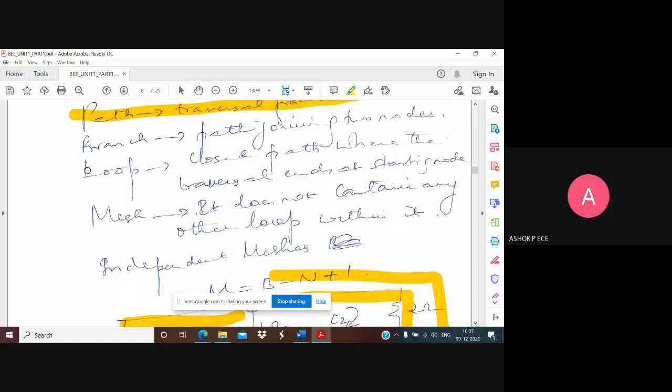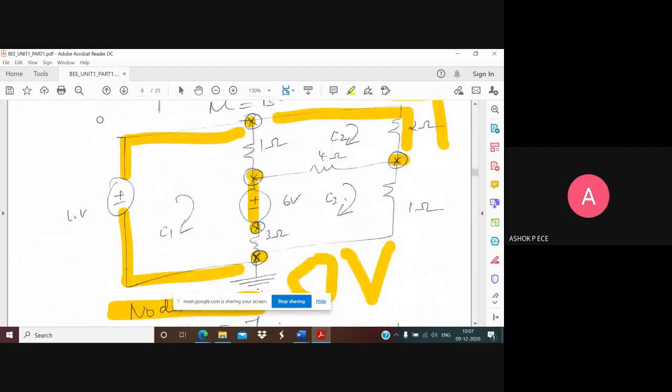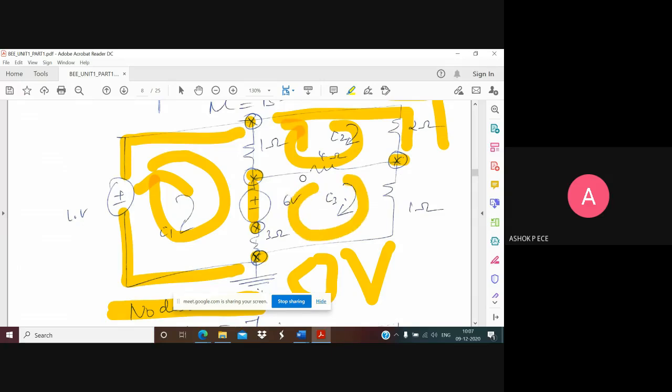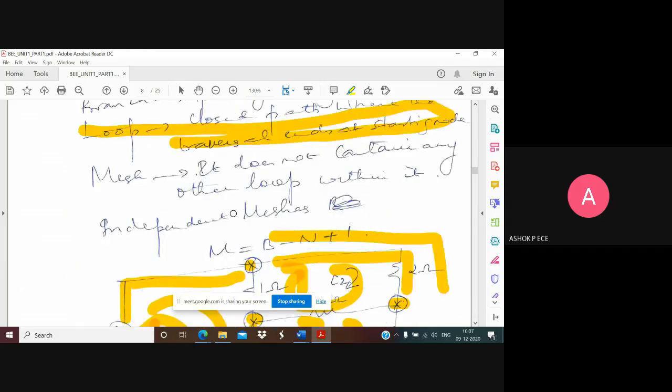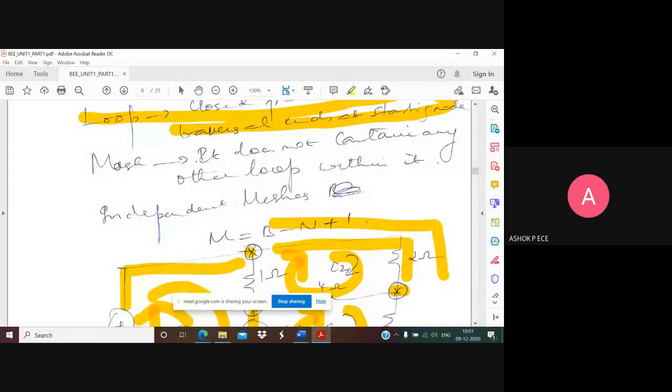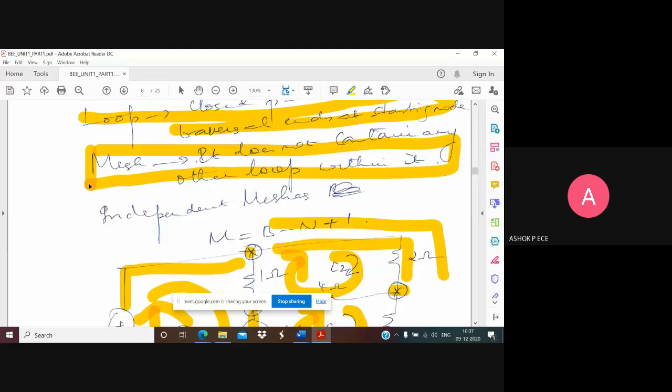Then loop. Loop is the closed path where you start at one node and you end at the same node. Assume I'm starting from here, I'm ending at the same point. So this is a loop. I am starting at this node, I'm ending at the same node. This is a loop. So loop means I should start and end at the same point. A mesh should not have any other loop within itself. That is going to be called a mesh.